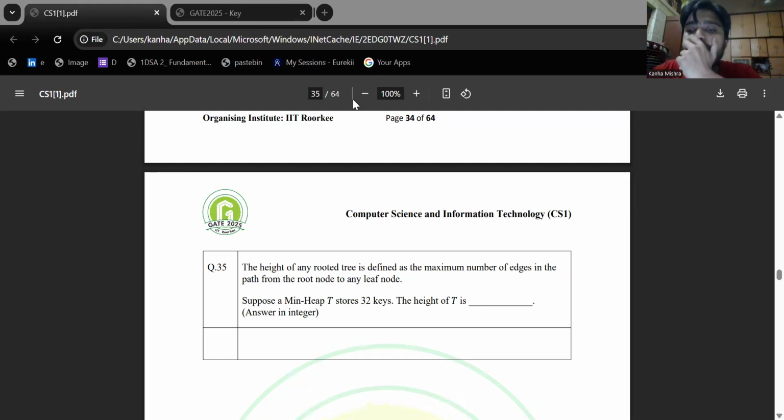So, what is a min heap? Min heap is a complete binary tree where every node is less than or equal to its children, and the tree is filled from left to right, level by level. Height is defined as the maximum number of edges from root to any leaf node.